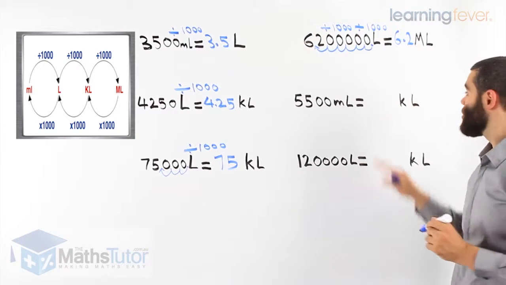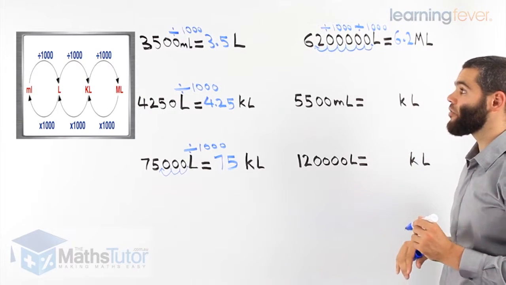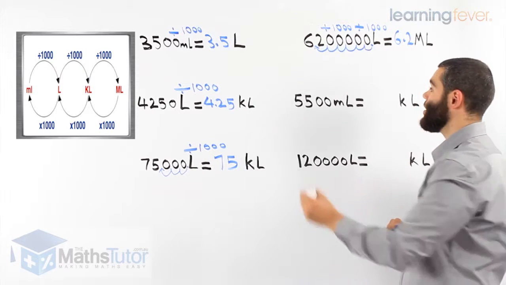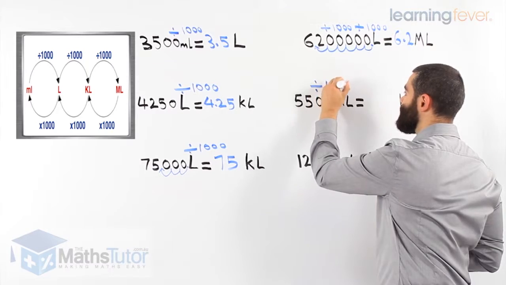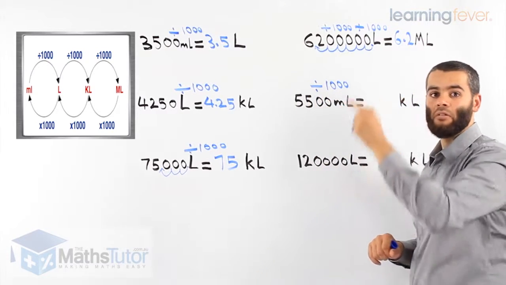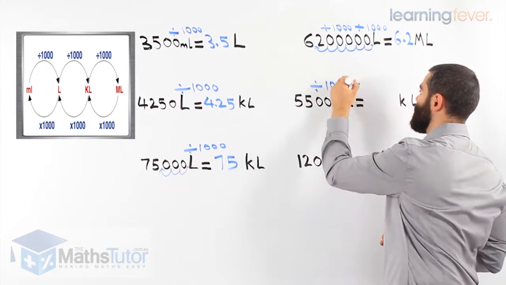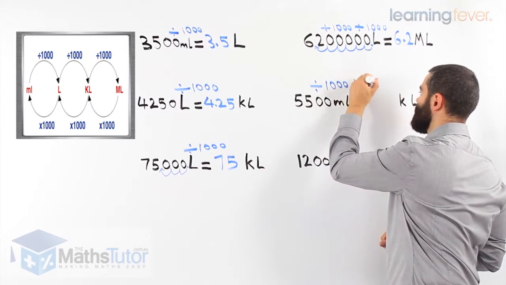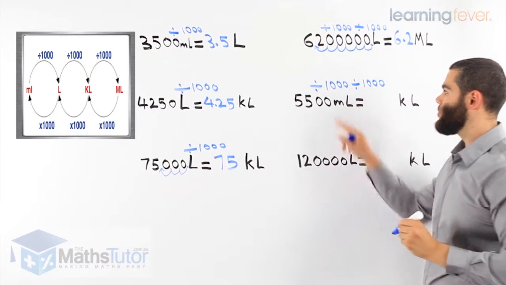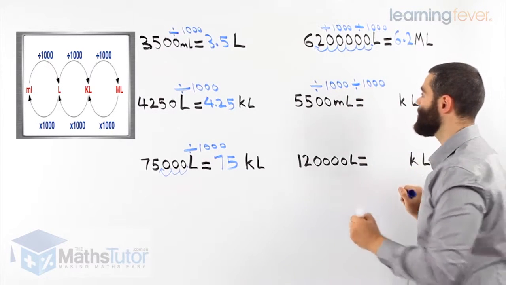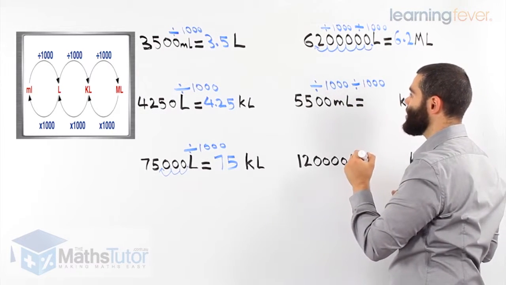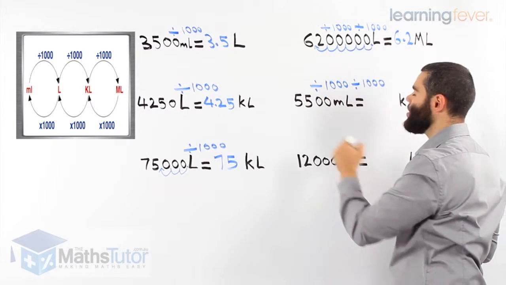5,500 milliliters to kiloliters. So we're going through from milliliters all the way to kiloliters. We divide by 1,000 to go through to liters first. From milliliters to liters, and then liters to kiloliters. So we divide by 1,000 to go to liters, and then from liters to kiloliters. We are dividing by a million in reality. Divide by 1,000, divide by 1,000.